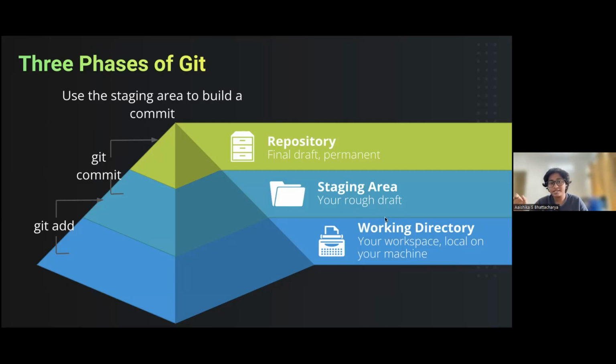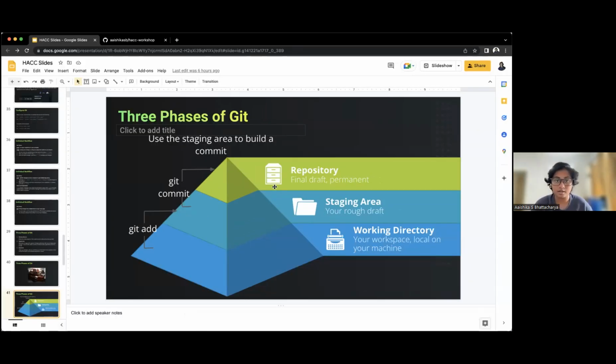So the staging area is nothing but your rough draft. And once you're happy with how your draft looks, you can simply use the command git commit to fully push the code that you have written to the final draft, the permanent draft in your repository on github.com. So the two commands that you need to switch into the three phases of Git are going to be git add and git commit.